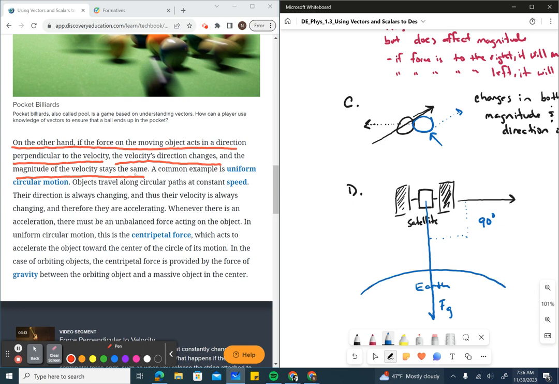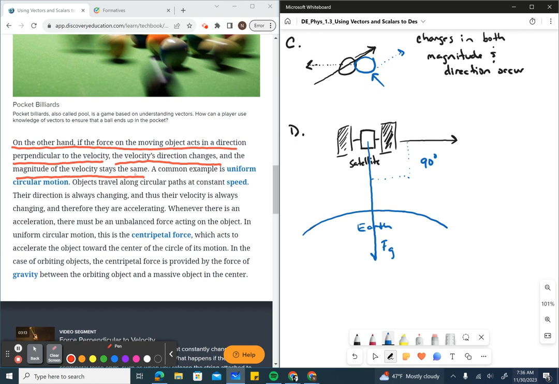So what would be the effect on this? Would it change the direction of the satellite? Would it change the speed of the satellite? Or would it affect both? And as it says in your text, the velocity's direction would change. Okay, so the only change in this example would be the direction. Okay, and the speed would not change. In this case, direction changes, not speed.